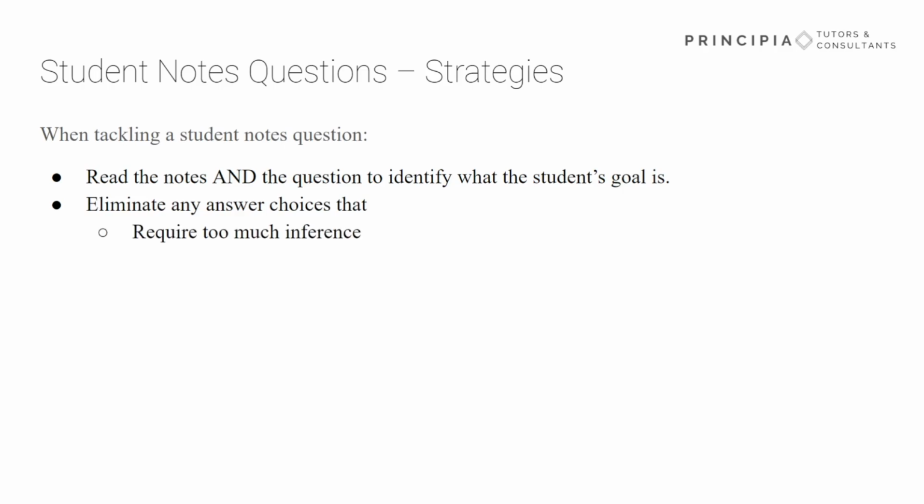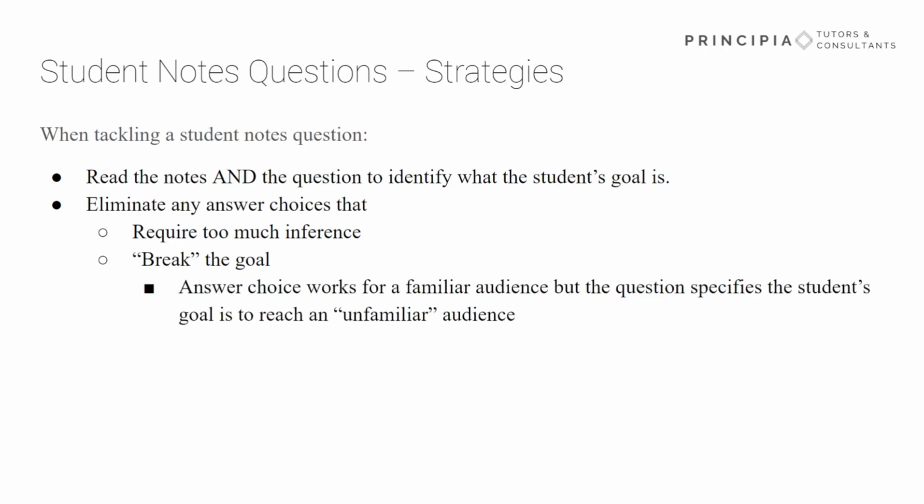Eliminate answer choices that require too much inference. If you need to go beyond the scope of the notes or anything of that nature, you should eliminate it. If it breaks the goal, that is when you really want to cancel out that answer option. What does it mean to break the goal? First, if it's specifying that you need to give the information to an unfamiliar audience, but the choice would only work for a familiar audience, or vice versa, when it asks for familiar and you give unfamiliar information, you should eliminate that option. If it provides a faulty analogy or generalization, so if the summary is inefficient or incorrect, just get rid of it.